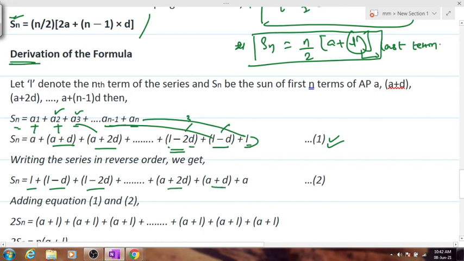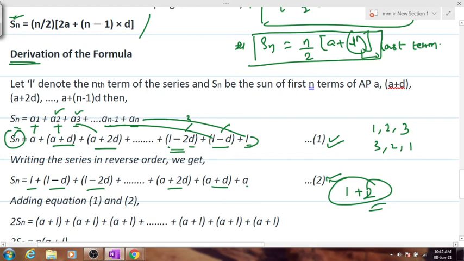Now we write it in reverse order: L, L minus d, L minus 2d, and so on, till a. I've reversed the order. It's like 1, 2, 3 written as 3, 2, 1. Any doubt? This becomes the second equation. Then we add equations 1 and 2. What do we get? Sn plus Sn will be equal to 2Sn, yes or no?